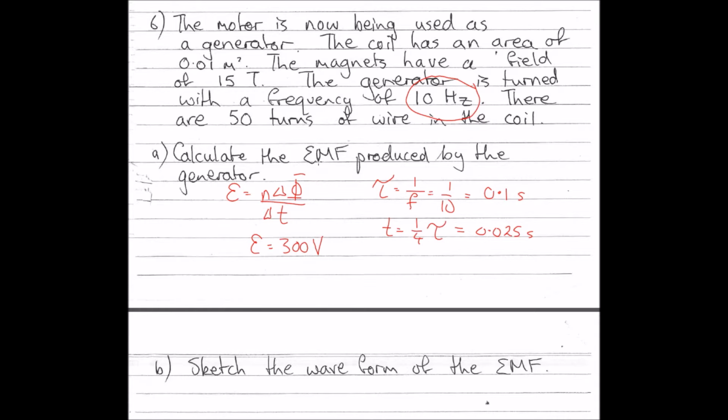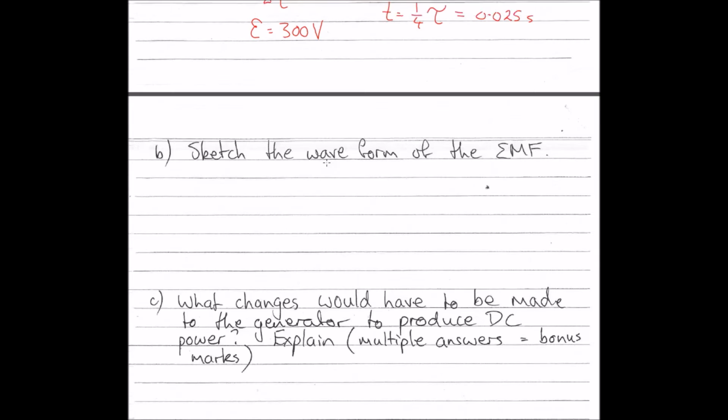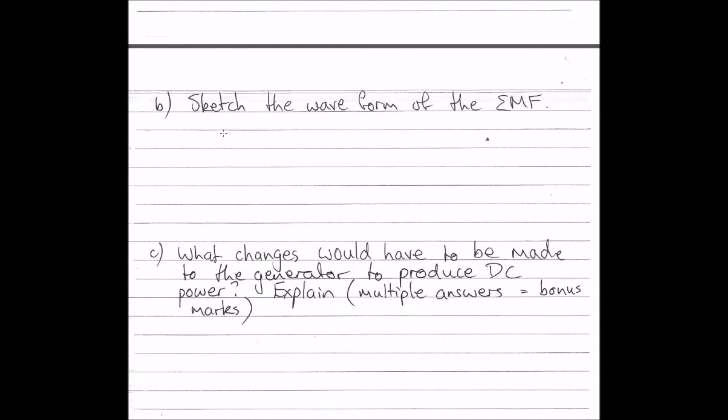Okay, so moving on to the next question, sketching the waveform of the EMF. Look, this depended on getting the right answer for the previous question, but if you were consistent, I still gave you the marks. So you should have had 300 volts or whatever your maximum voltage was. Now it's an AC signal. Now we know that because we just know that it is.